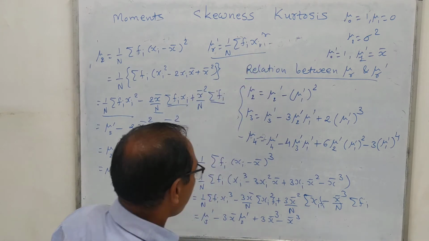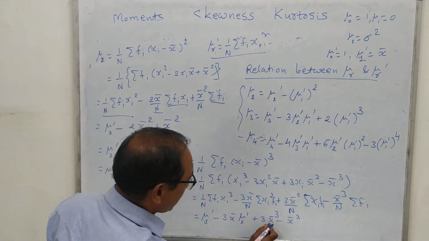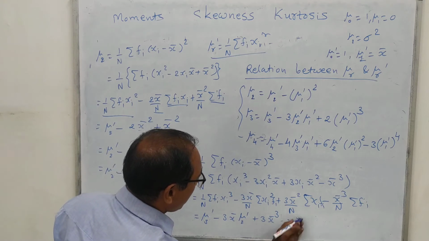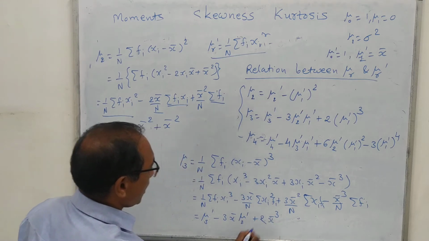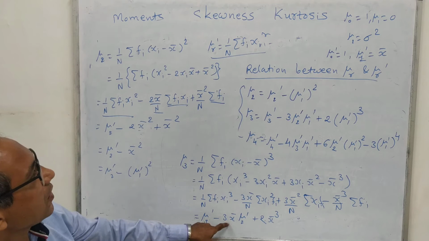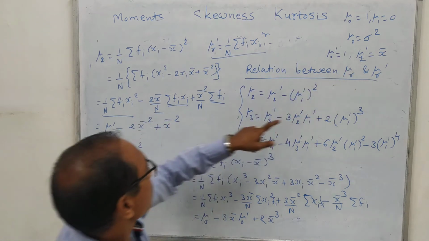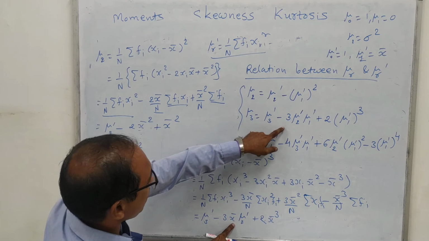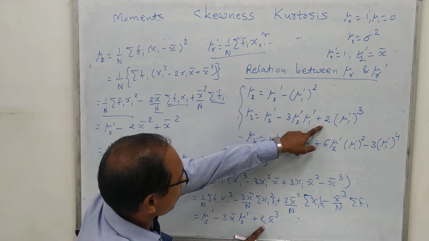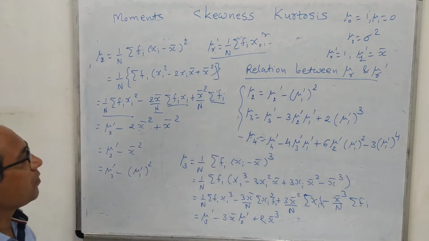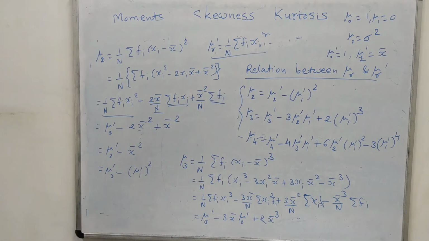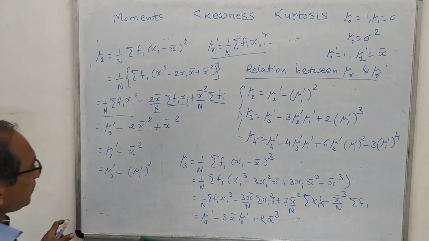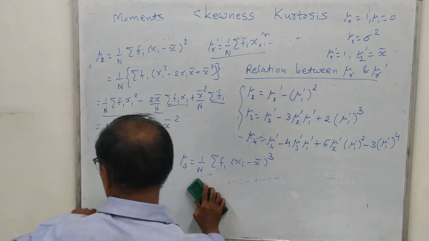So this will be cancelled. So 3 x bar cube minus x bar cube will become 2 x bar cube. And we know that x bar equal to mu1 dash. So if we put x bar equal to mu1 dash, we get this formula: mu3 dash minus 3 mu1 dash into mu2 dash plus 2 mu1 dash whole cube. Likewise, we can obtain the formula for mu4. Okay? So have you remembered this?